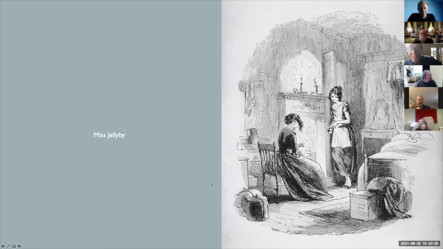It's also an image of Esther facing another woman who might be a mirror image. And in the background to the right, you'll see there's an oval in front of the window. That's a mirror. So mirrors appear often in the illustrations. The illustrations are themselves often mirror images. So a question is, in what way is Caddy Jellyby, Miss Jellyby, a mirror image of Esther?